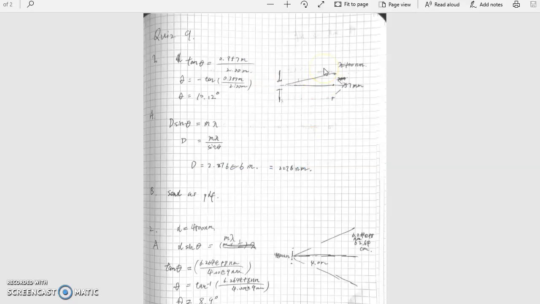So on a sketch, it looks like this. These two, here and here, are both 357 millimeters from the normal line here. The central line here would be the bright fringe, and the distance here would be 2 meters. And since we know this, we could calculate the angle.